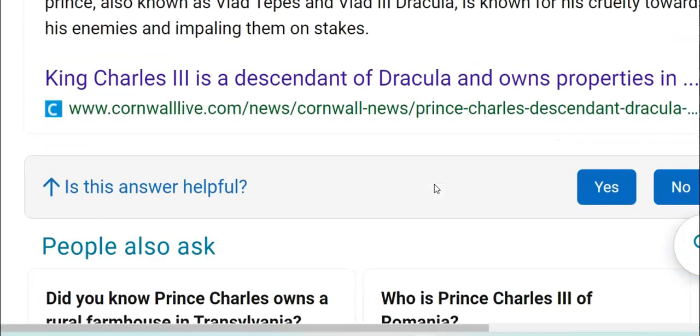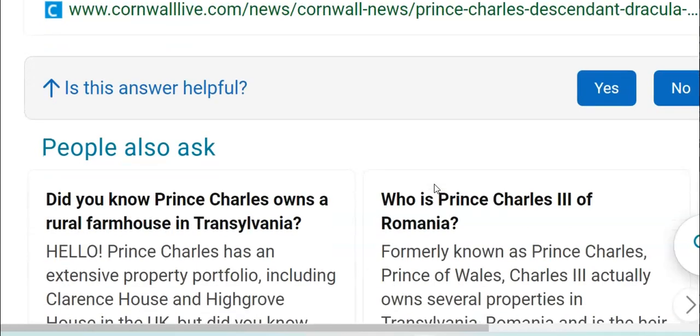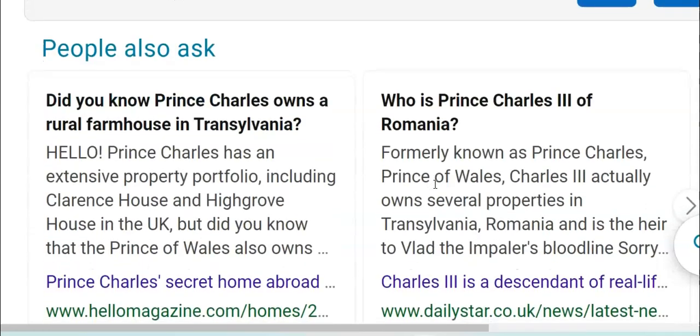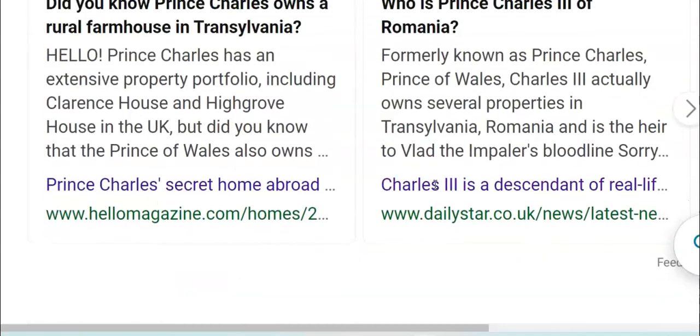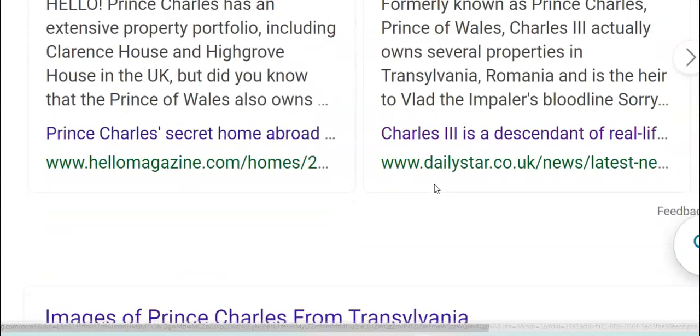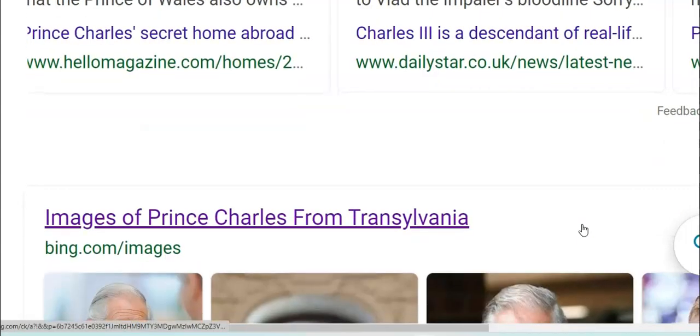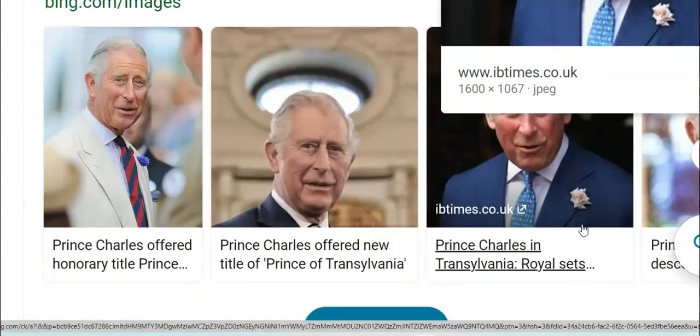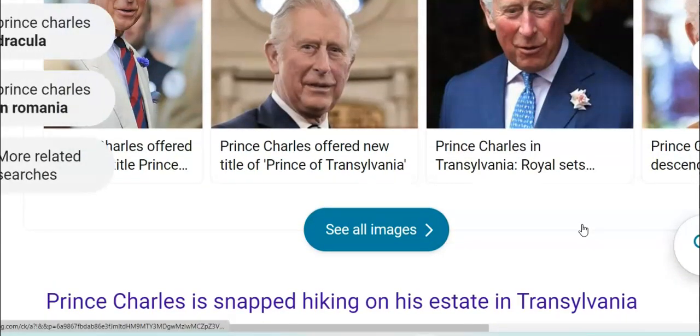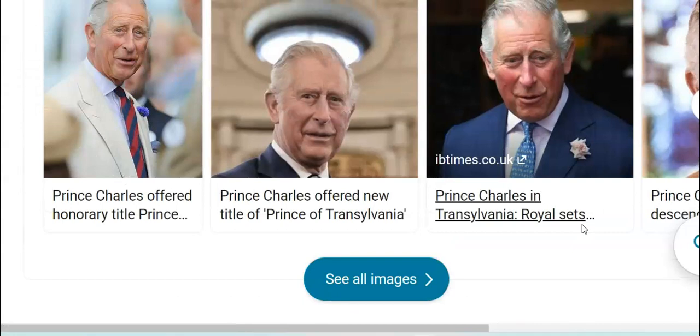And also drinking tea. And drinking the blood of Christ, see? Drinking the blood of Christ because it's a trans idea. See what I mean? And is the heir to Vlad the Impaler's bloodline. It's again the bloodline idea, right? And the property idea, the homes, the hymns, see? And offered a new title of Prince of Transylvania.